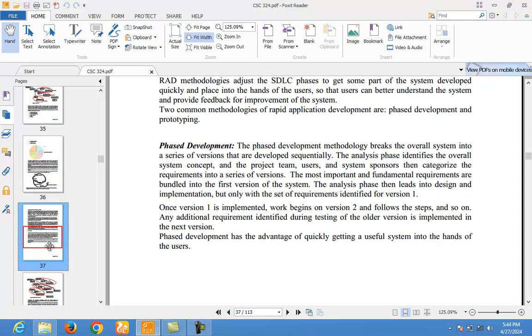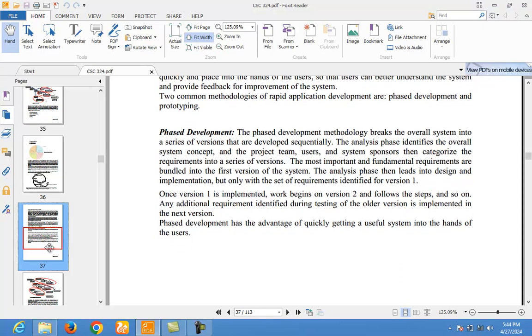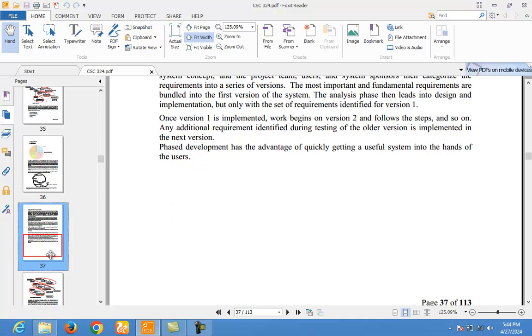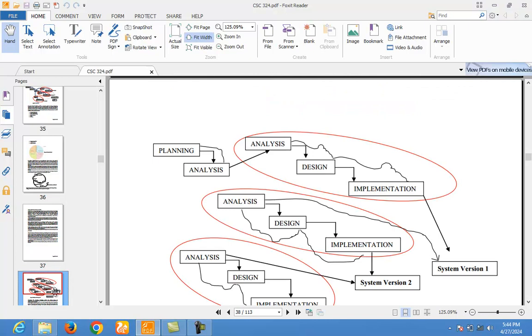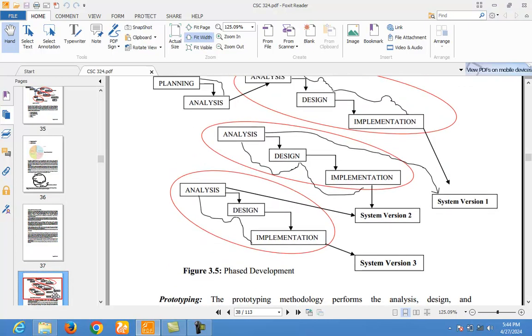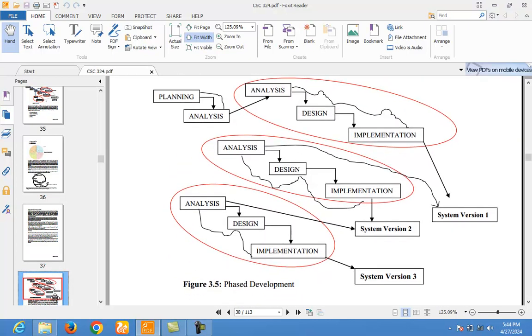Phased development methodology breaks the overall system into a series of versions that are developed sequentially. That is from version 1 to version 2 to version 3, step by step, phase by phase. That's what I call phase development. You can see this is a typical diagram of phase development.